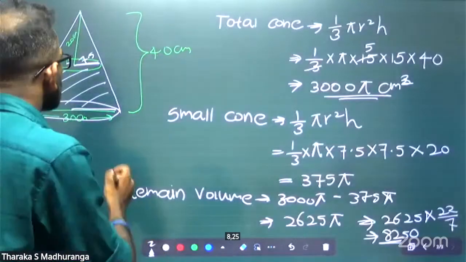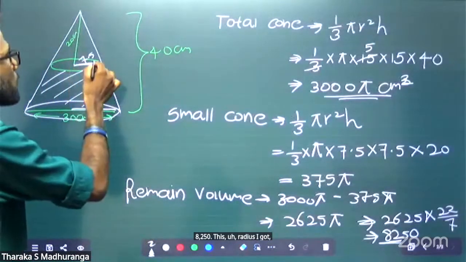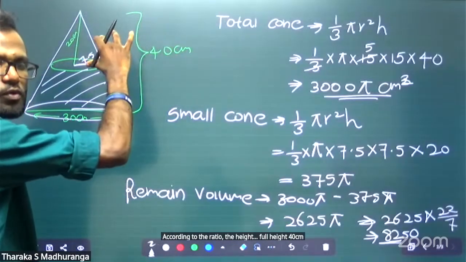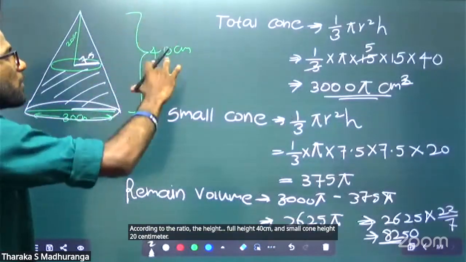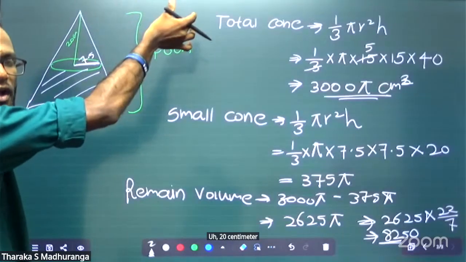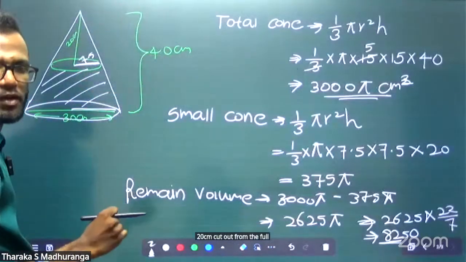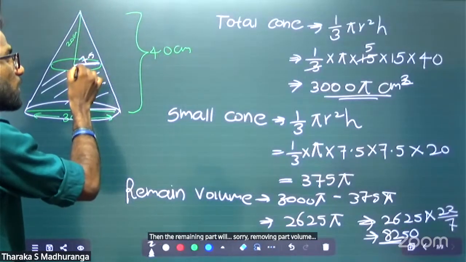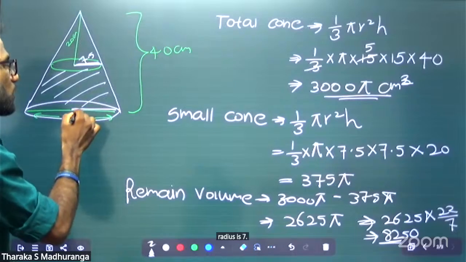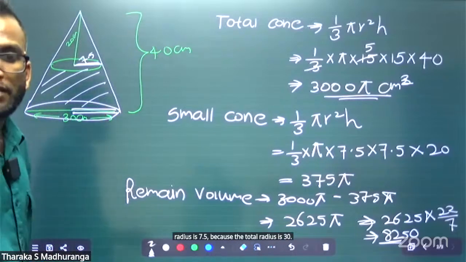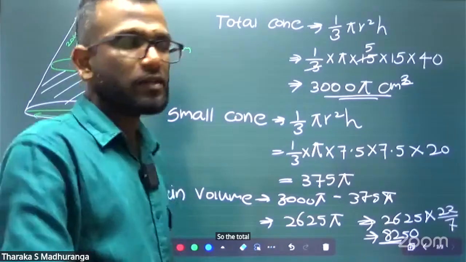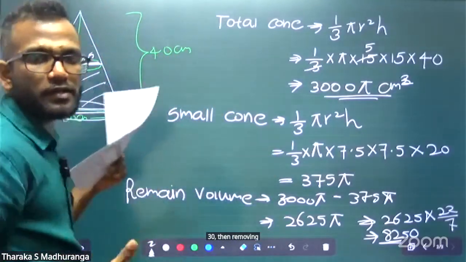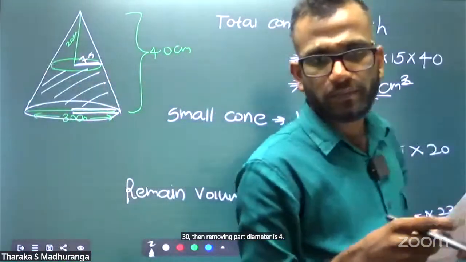8,250. I got this radius according to the height ratio: full height 40 centimeter and small cone height 20 centimeter. 20 centimeter is cut out from the full 40 centimeter cone. Then the removed part radius is 7.5 because the total radius is 15. The total diameter is 30, then the removed part diameter is 15. Understood?